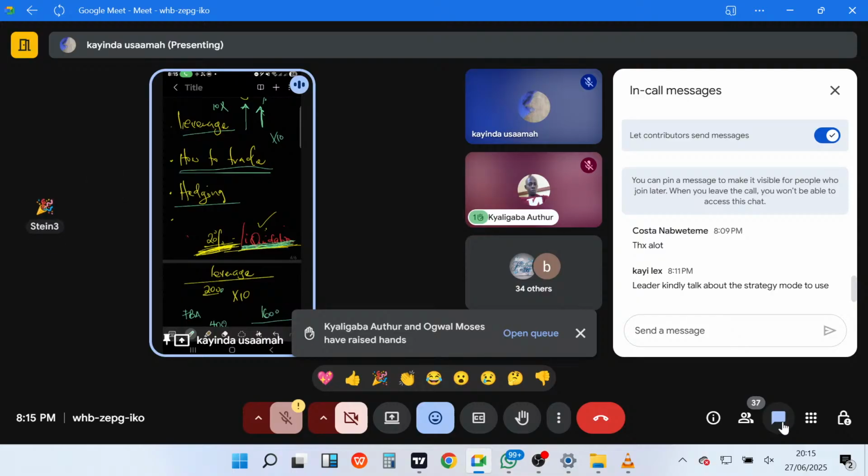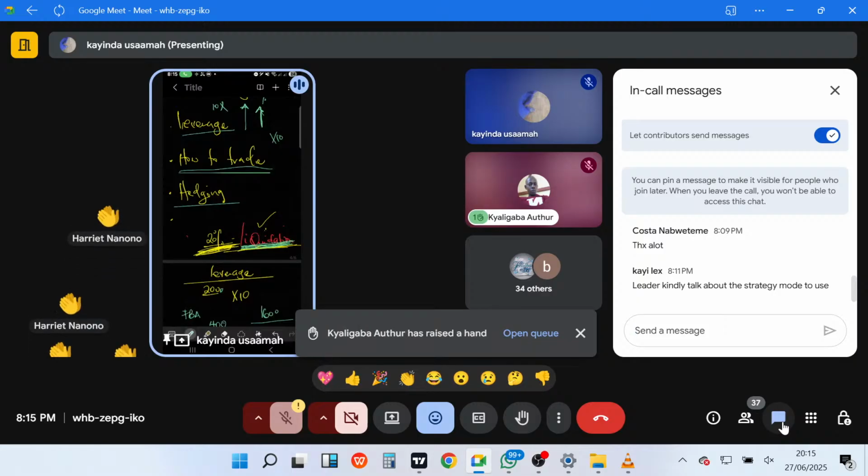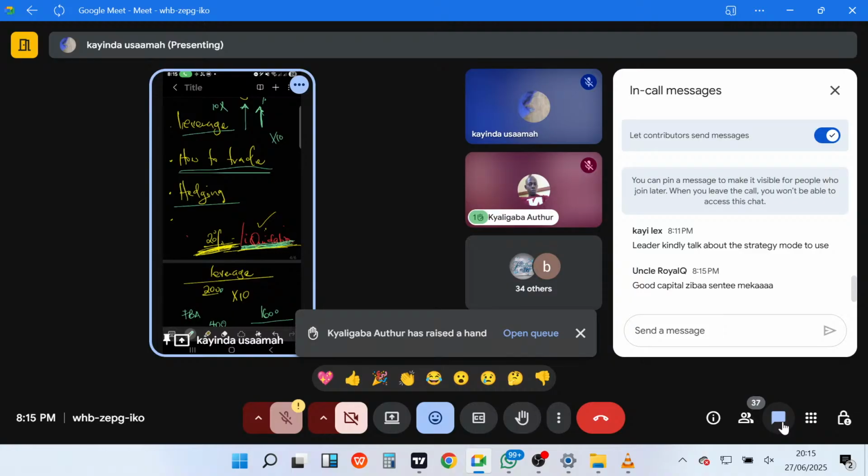Leader, kindly talk about the strategy mode we use. Use one-way mode, by the way, in this kind of trading, but I have not yet tried the hedge mode in real time. I think in my next trade, I'm going to trade hedge mode in real time and see how it works in futures. But what I've used so far is one-way mode.